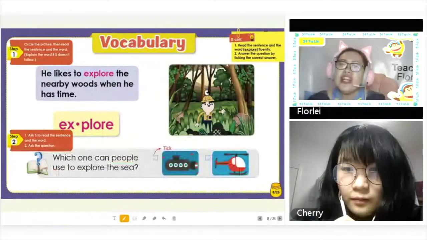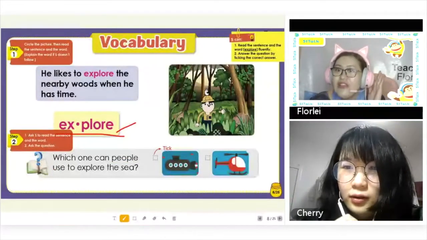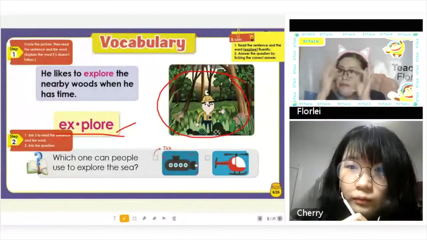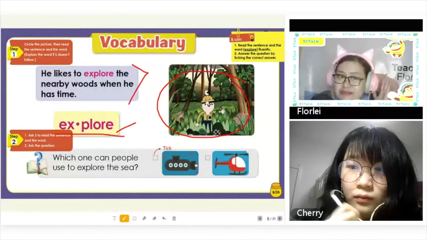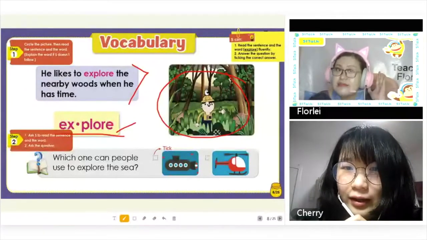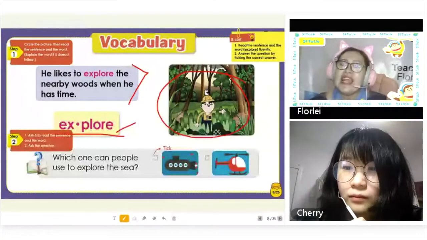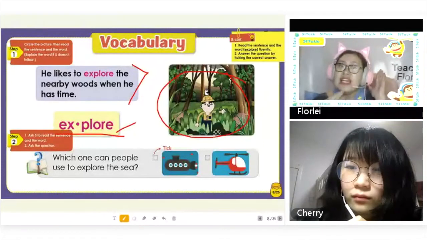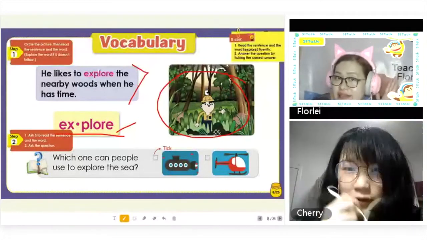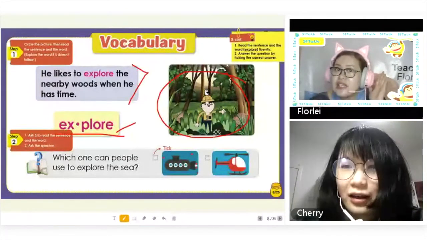Okay, the third word is explore. Please read. Okay, explore. Very good. Now look at the picture. What is happening in the picture? Please read. He likes to explore the nearby woods when he has time. Okay, thank you, Cherry. Now let's try to read that again. He likes to explore the nearby woods when he has time. One more time. He likes to explore the nearby woods when he has time.